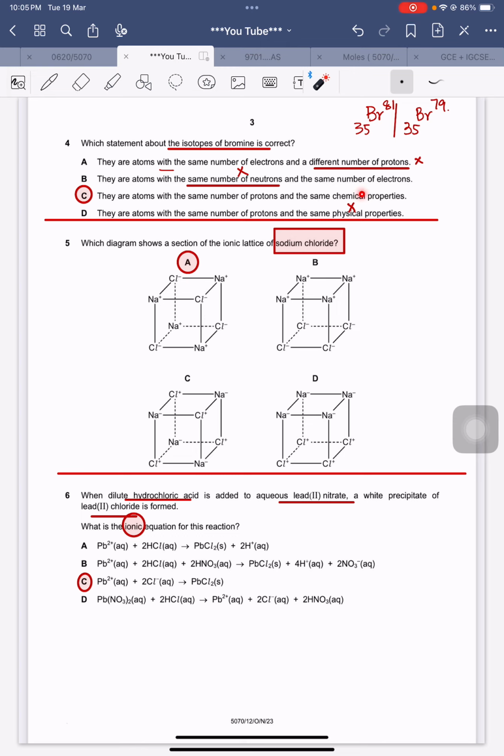Guys, I'm giving you a reminder. Physical properties were boiling point, melting point, and the density, etc. They are the atoms with the same number of protons and the same physical properties. No, in case of isotopes, the physical properties are different. So C is the right option.